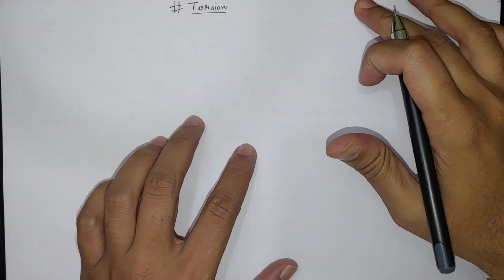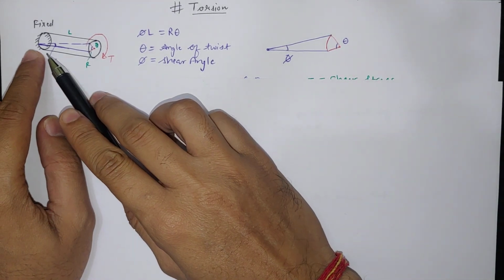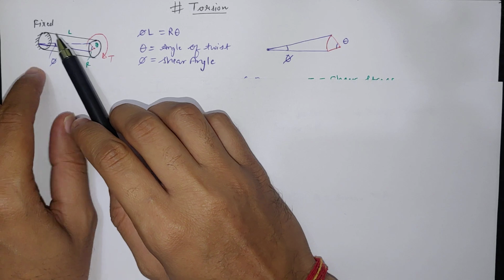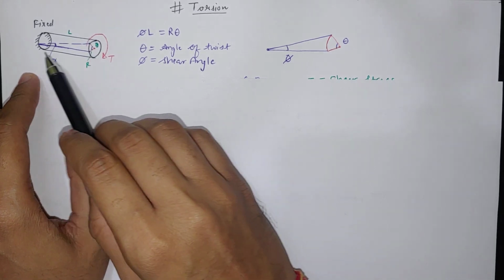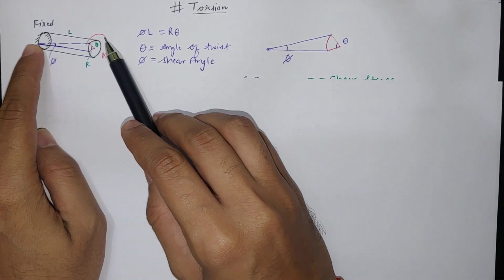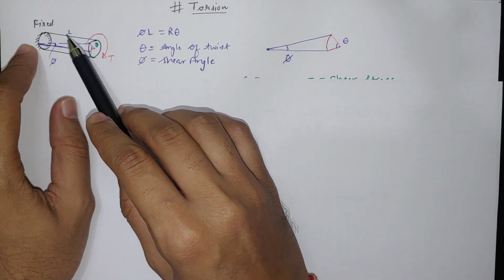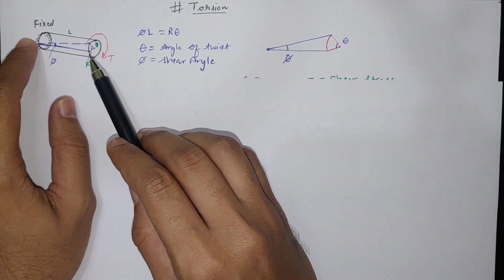In this video, we will discuss torsion. So here we have a circular bar and we are applying a torque at one end, the other end is fixed. So this end will not move and we are trying to rotate the other surface. So we are applying a torque. The length is L and the radius of the bar is R.